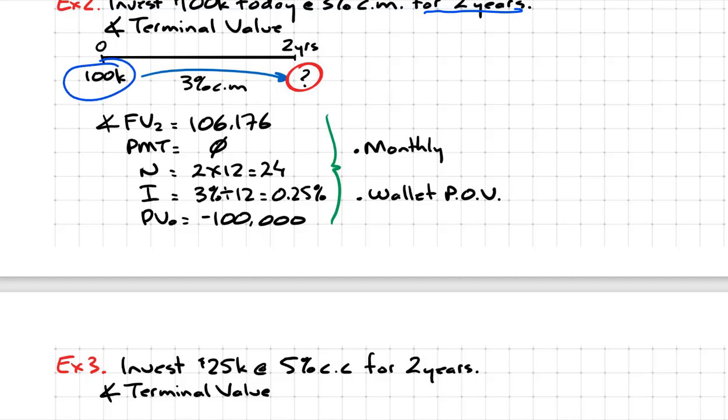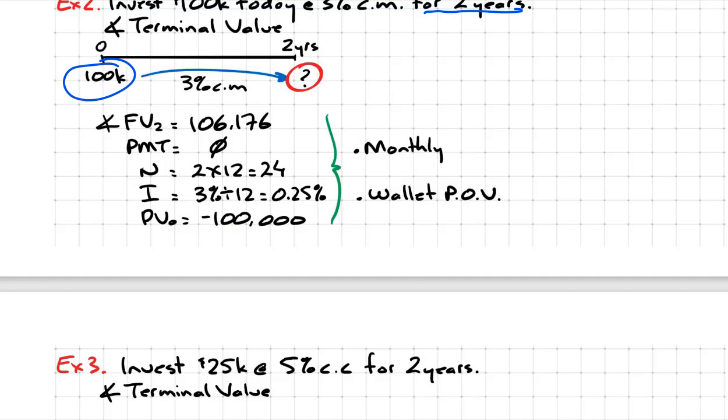So start off with today, we're investing, so that's money leaving our wallet, so that's minus 100,000. What's the rate we're going to earn? 3%. Yeah, but it says monthly, so 3% is annual. So we got to divide it by 12. So you're earning 0.25% per month. How long is the horizon? 2 years. Yeah, but monthly. So multiplied by 12 months. So that works out to 24-month period.